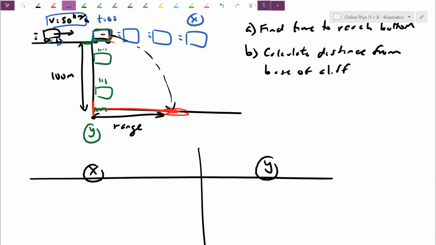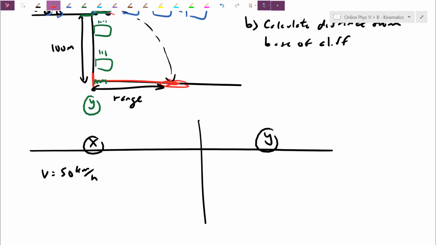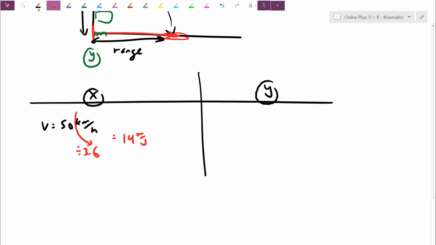So let's have a look here. This initial velocity is 50 kilometers per hour. This is perfectly horizontal, perfectly sideways. So in the x, my horizontal velocity is 50. I do notice that 50 is not the correct SI unit, so let's just divide by 3.6. That's the magic number to convert kilometers per hour to meters per second. Give or take a little bit of rounding, I'm getting 13.9, so 14 meters per second.